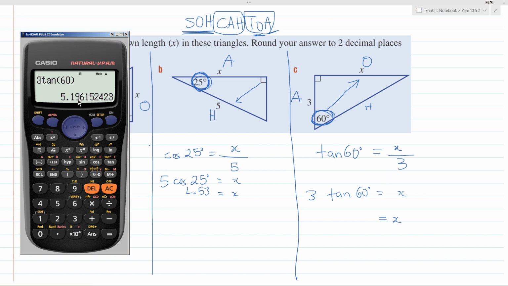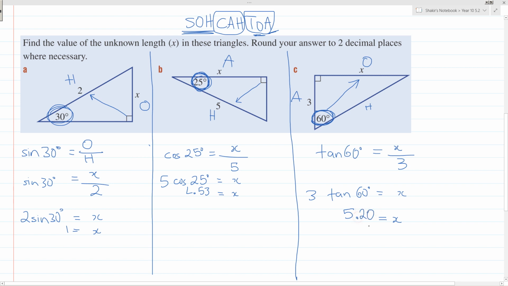Do note, to 2 decimal places means you look at the third digit. If it's 5 or more, we increase this by 1. If you increase this by 1, the 9 becomes a 10, which will make that a 2, and this is 0. So 5.20.